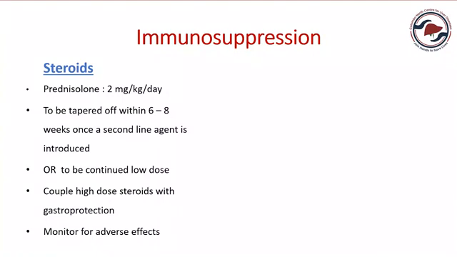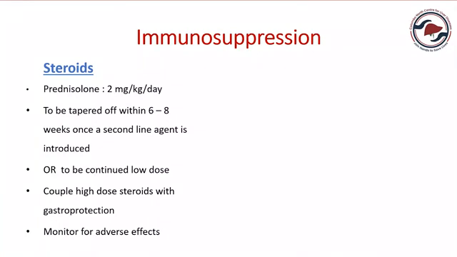So the mainstay of medical treatment is steroids. Prednisolone: the starting dose is 2 milligrams per kg per day, to be tapered off within 6 to 8 weeks once a second line agent is introduced. Most of the time we will need a second line drug. And there is no point starting with 1 milligram per kg or a lower dose. You have to start with a higher dose, get the disease under control early, and then taper off.